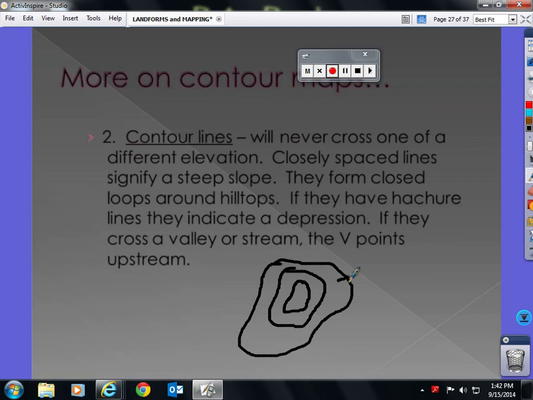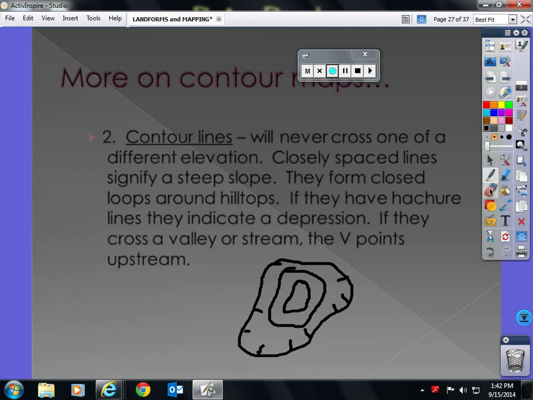If they have hachure lines, like the ones I'm drawing in right now, this shows you that it is a depression or a hole, a canyon of some kind. It's going inward. Okay, and then it says if they cross a valley or a stream, the V points upstream.